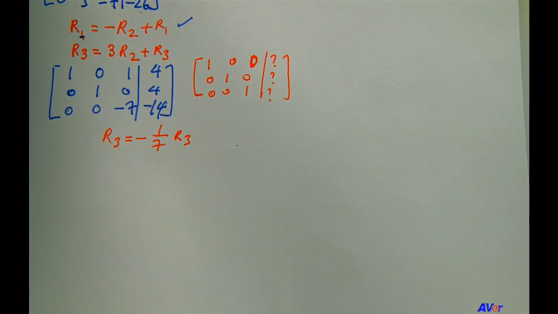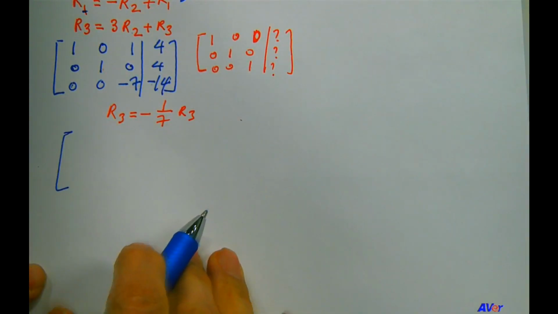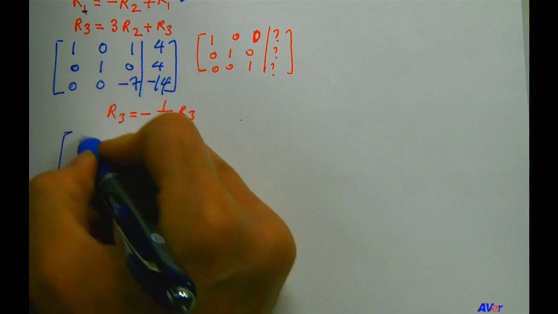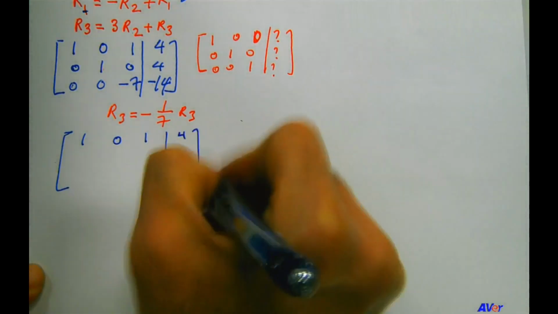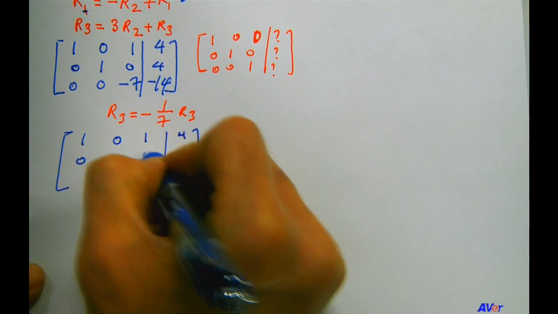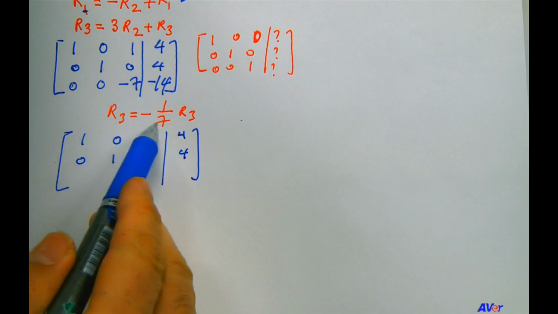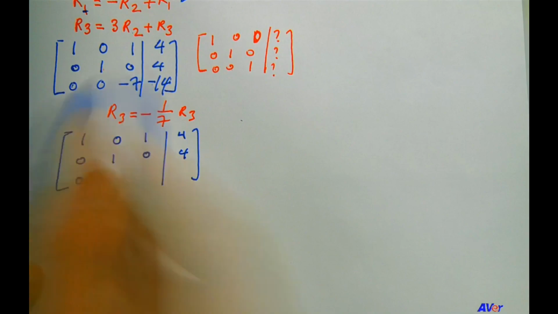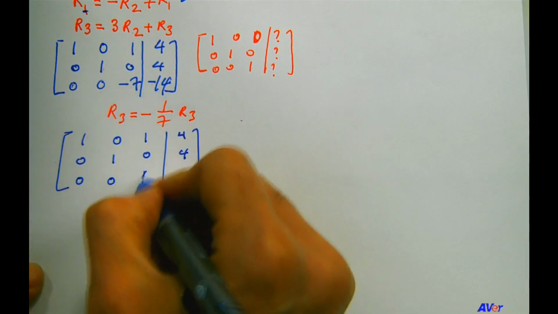So let's do that. And again, please make sure that you pause the video and write down your own matrix before you see my solution here. Okay, so because row 3 is changing, row 1 and row 2 stay the same, right? So let's write them down. 1, 0, 1, 4, and then 0, 1, 0, 4. And now let's apply this row operation. -1/7 times 0, 0. -1/7 times this 0, 0. -1/7 times -7, +1.